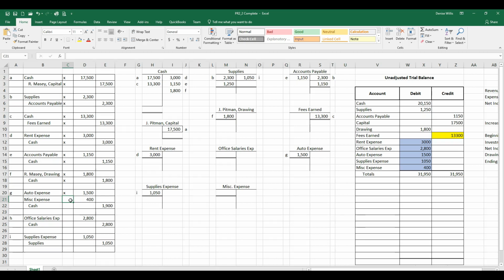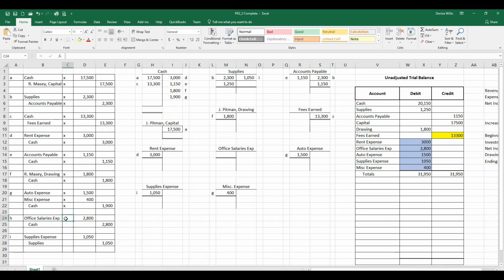Next, I go to miscellaneous expense. I'm going to do the same thing. There's a $400 debit. So I put a $400 debit, and I'm going to put the letter G over here to show that it came from transaction G, and I'm just going to mark this that I posted it. I come over here to the next line. Cash needs a $1,900 credit. Credits go on the right, so I'm going to give it that amount of a credit. I'm going to put G again to show it came from transaction G, and mark that I finished it.